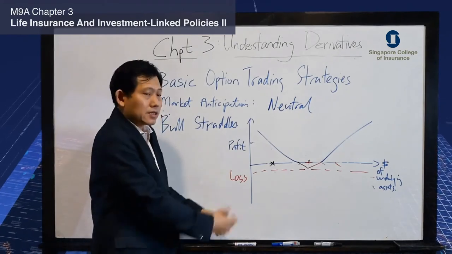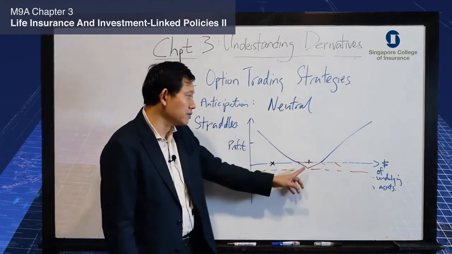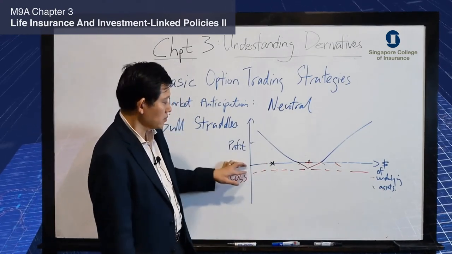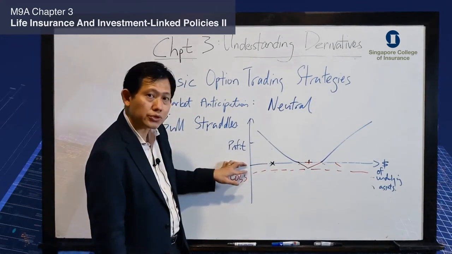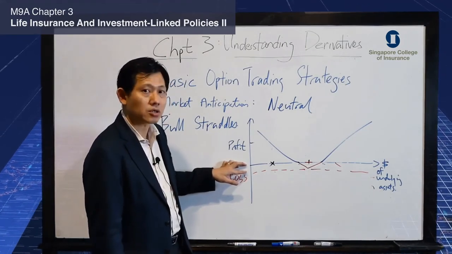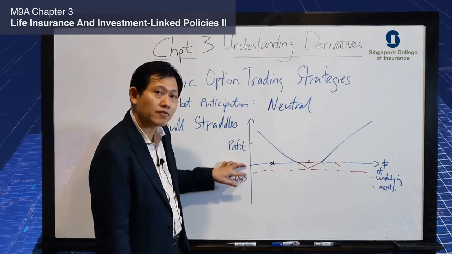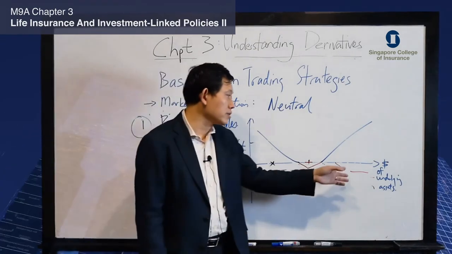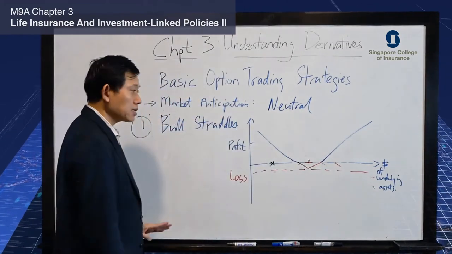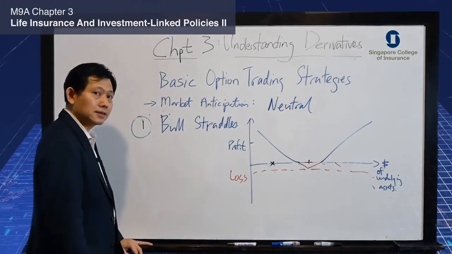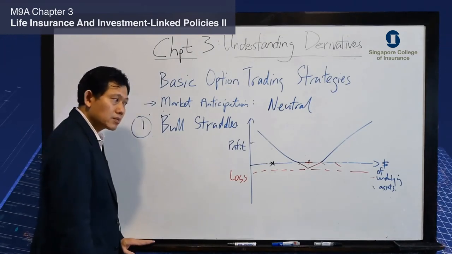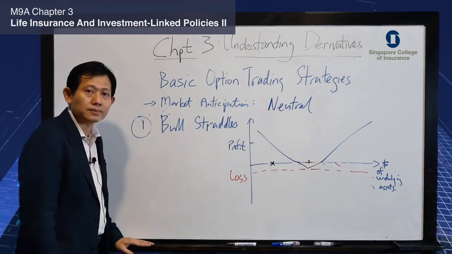But let's take a look in perspective, in the right context. Even if this situation happened, what is your maximum loss? You simply let your call option and your put option lapse, and your maximum loss is contained to the premium that you paid for the call option and the premium that you paid for the put option. So, by combining a call and a put option together, you can potentially profit from the market going up or potentially the market going down.